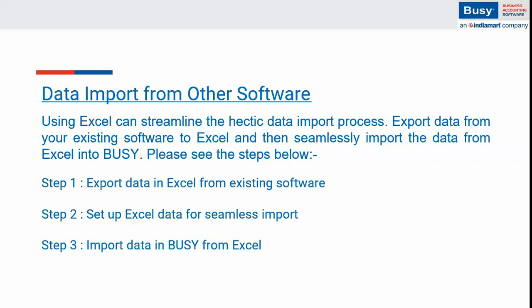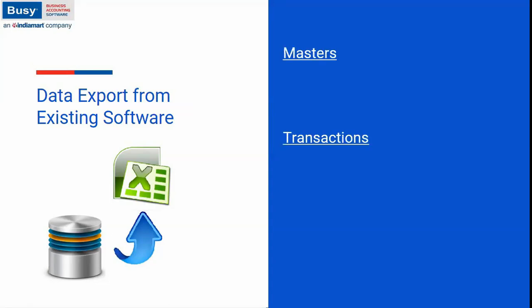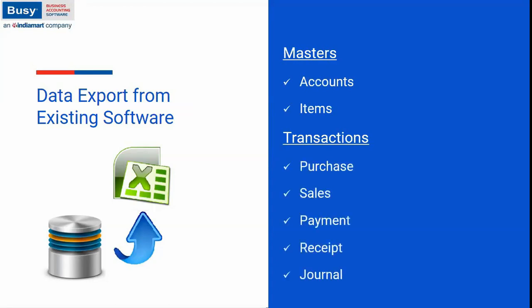So let us understand the steps in detail. Data export from existing software. If you want to convert your data from software other than Tally into Busy software, these steps you have to follow. First, you will export your data in Excel. So which data you will export? Masters and transactions. In masters, accounts and items. In transactions, purchase, sales, payment, receipt, and general. These data you have to export in Excel from your existing software.